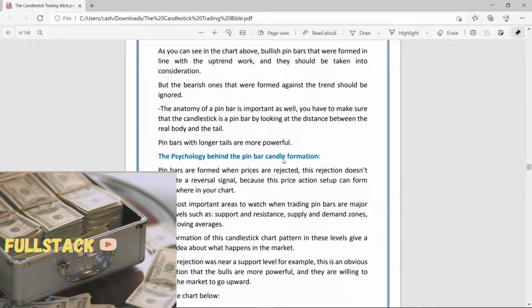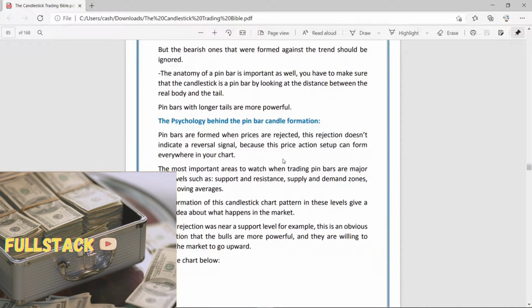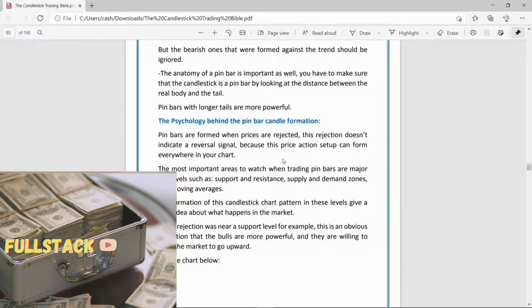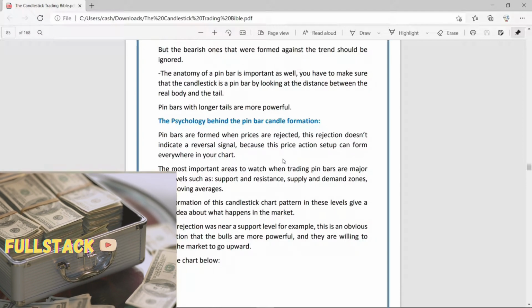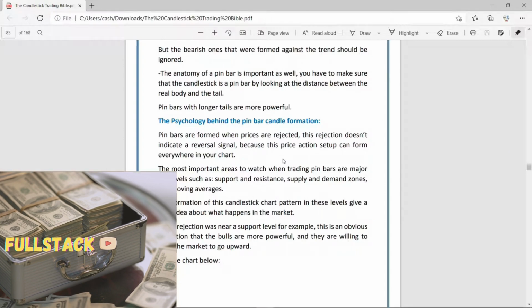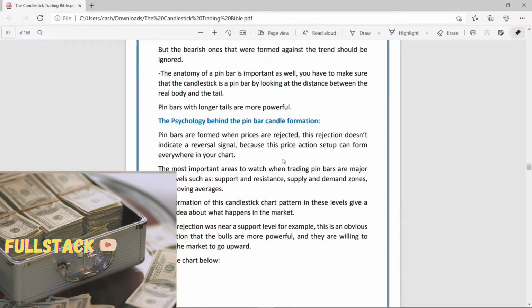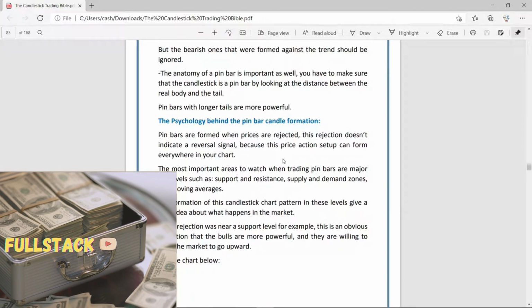The psychology behind the pin bar candle formation. Pin bars are formed when prices are rejected. This rejection doesn't indicate a reversal signal, because this price action setup can form everywhere in your chart. The most important areas to watch when trading pin bars are major key levels such as support and resistance, supply and demand zones, and moving averages. The formation of this candlestick chart pattern at these levels gives a clear idea about what happens in the market. If the rejection is near a support level, for example, this is an obvious indication that the bulls are more powerful and they are willing to push the market upward.